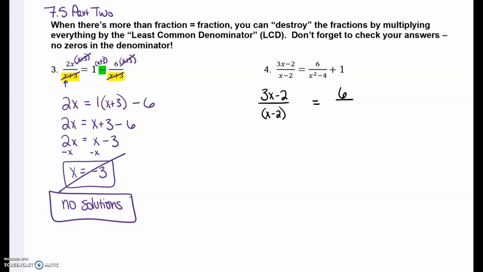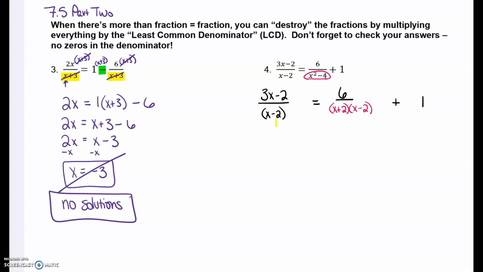When we factor x squared minus 4, that factors into x plus 2, x minus 2. Then we've got a plus 1 over here. Okay, what do we have in the denominators? I see x plus 2. I also see x minus 2.